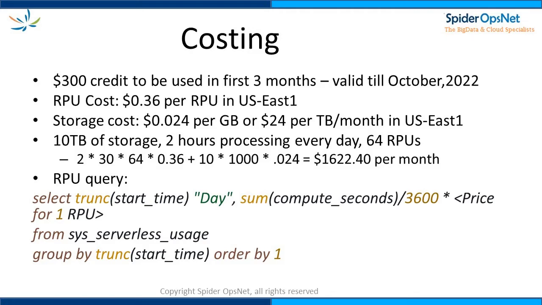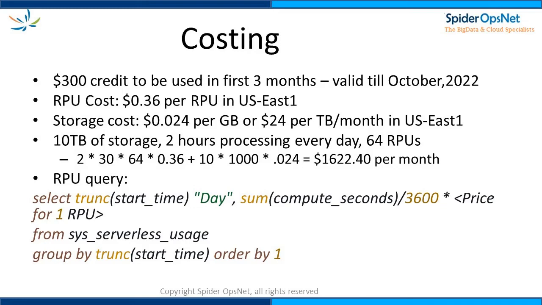The processing cost is $0.36 per RPU hour in the US East 1 region. The service is not currently available in all the regions, and you may want to check if it is available in your region or provision the service only in an available region. The storage is called Redshift Managed Storage or RMS and is costed separately at $0.024 per gigabyte per month, or $24 per terabyte per month.